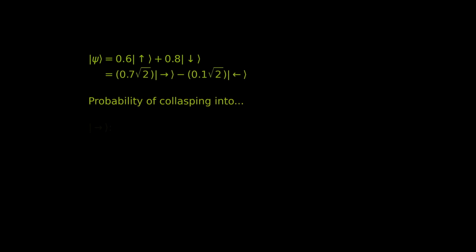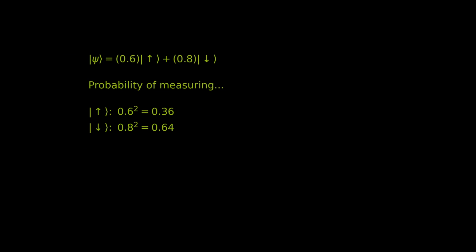Therefore, if we measure the x spin of this state, then the probability we measure and collapse into the right state is 0.7 root 2 squared, which is 0.98 or 98%, and the probability that we measure and collapse into the left state is 0.1 root 2 squared, which is 0.02 or 2%. Compare this to the probabilities associated with the z-spin, 0.36 and 0.64.